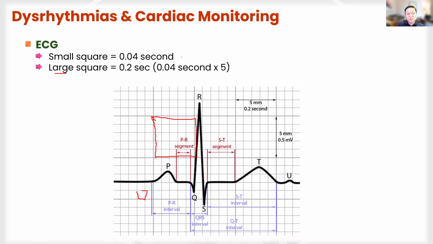So that is equivalent to about 0.2 second, or it contains those 5 small boxes, right? And for 5 large boxes, that could mean that it could have a duration of about 1 second. All right, so don't forget those. Very important durations for a small box, a bigger box, and 5 large squares.